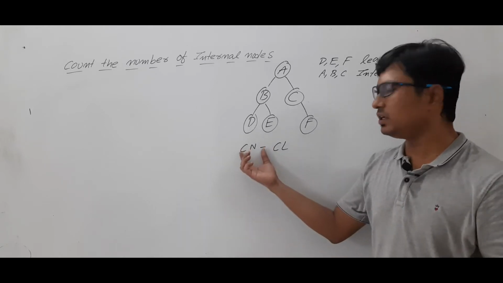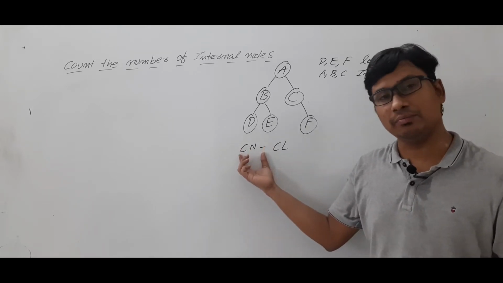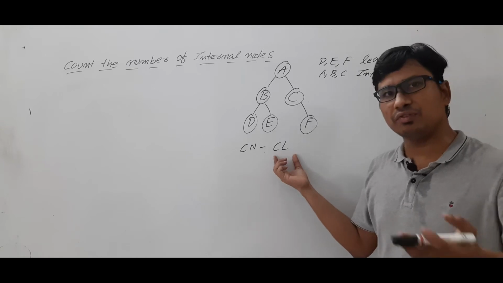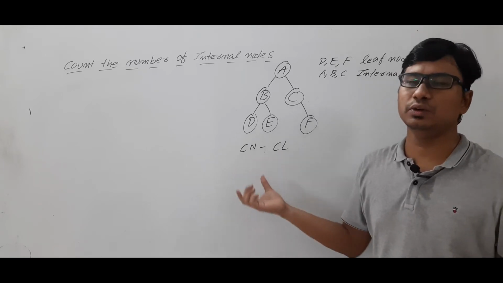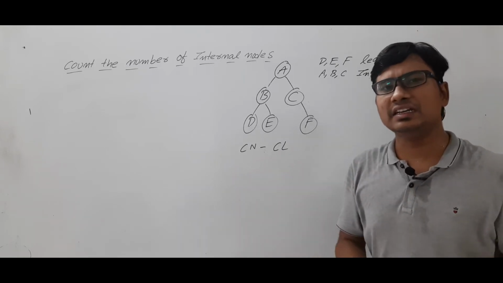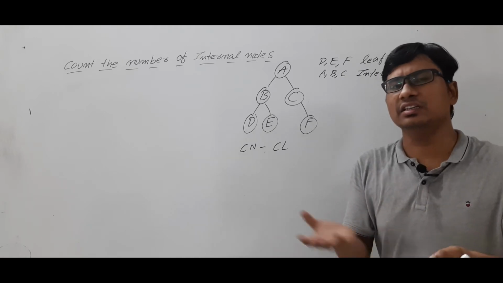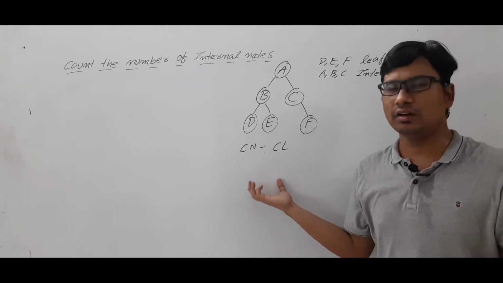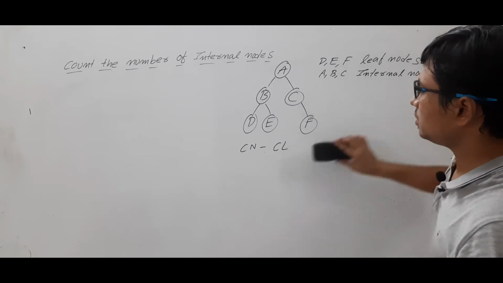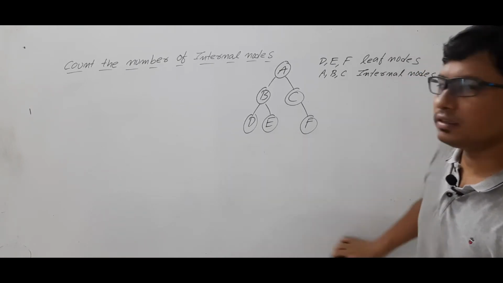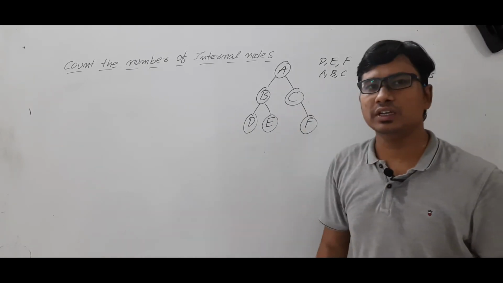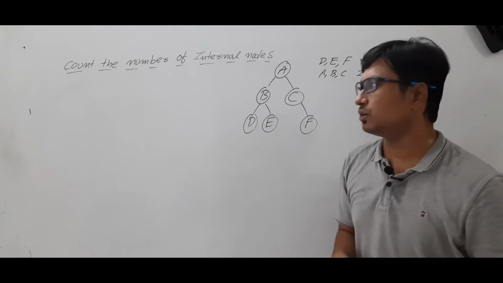But if you do it, you have to write the pseudocode for the number of nodes and the pseudocode for counting the number of leaf nodes. Then you have to subtract. If you can write it directly, why can't you write directly instead of writing this much? Am I right or wrong? Okay, so let me write the pseudocode directly for counting the number of internal nodes.